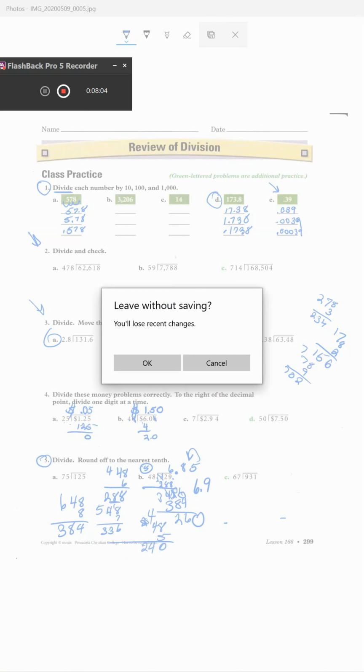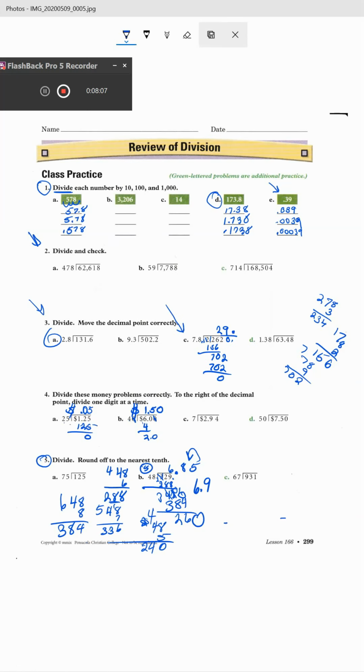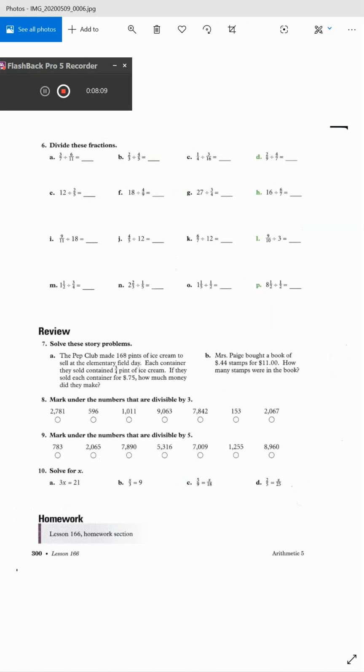Okay, looks like I'm going to have to use a 5. So 5 rounds that 8 up to a 9. I can quit there because that's all I need. Okay, that's how that works. Let's go to the next page. See if I can change pages. There we go.